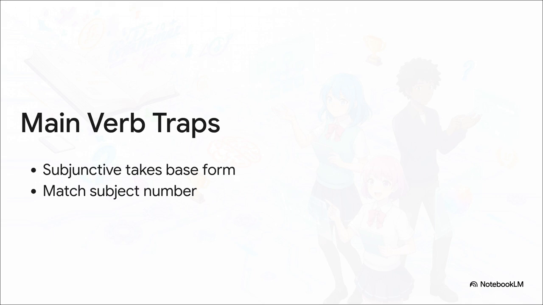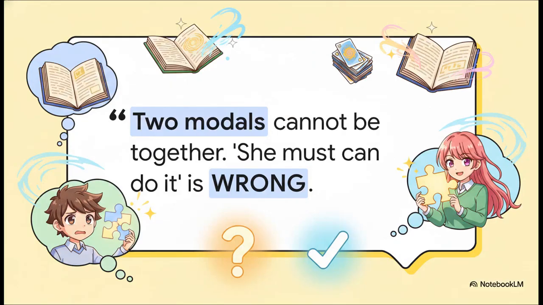First, the subjunctive mood. When verbs like advise, demand, or insist are used, the following clause must use the base form of the verb. For instance, the board commanded that he stop, not stops. Huge difference. And then there's the golden rule of subject-verb agreement. Singular subjects take singular verbs, plural subjects take plural verbs. Period. End of story.